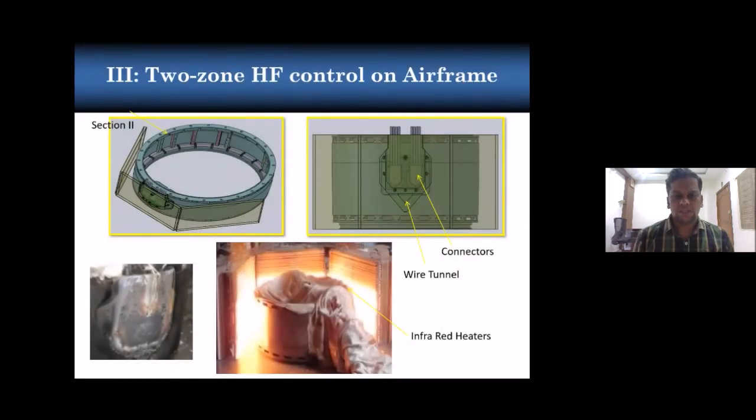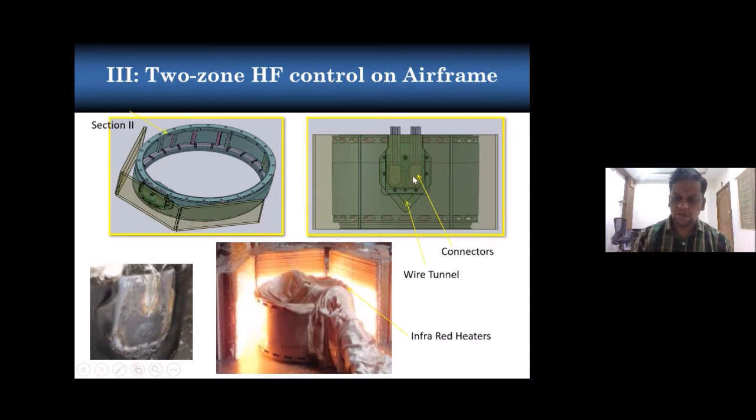Now coming to case study 3. Here I will explain two zones of heat flux control. This is one airframe section which has a connector here. You can see here this is a connector. Inside, two cable connectors are there, and from outside it has a metal casing. Now whenever this gets aerodynamic heating, these cable connectors should not melt and short the cables.